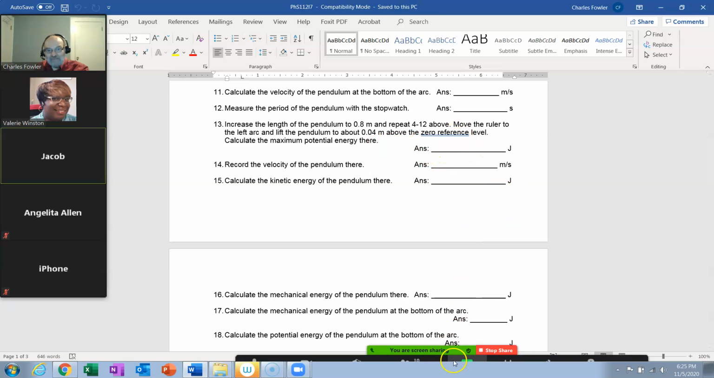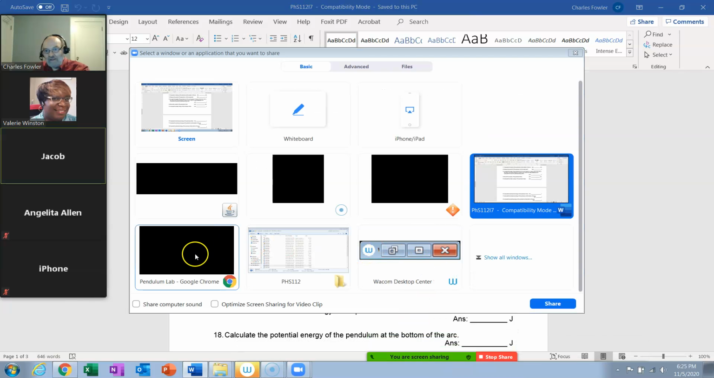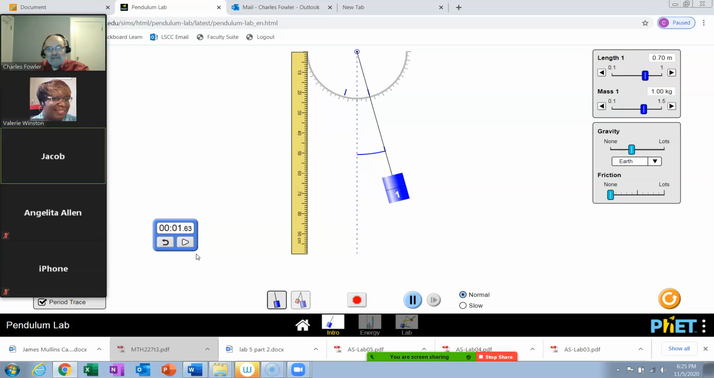So let's go back to our pendulum lab, and let's stop it because it's getting tired. Okay, let's stop that. Okay, reset this. Okay, now let's make the length 0.8 meters. Well, it's not moving. Oh, there it was. Okay, 0.8 meters. Leaving the mass alone, that type of thing.